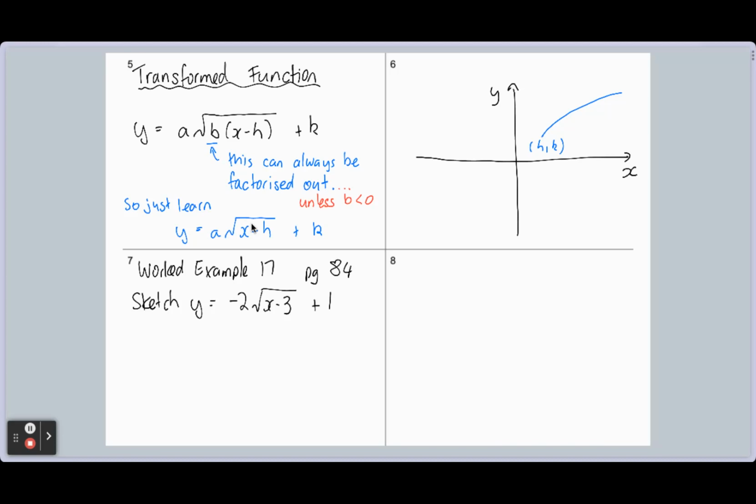You've got the endpoint being h comma k, and then the graph goes on like I've drawn there. There's no real context for the dilation factor in that diagram, but nevertheless, there you go.